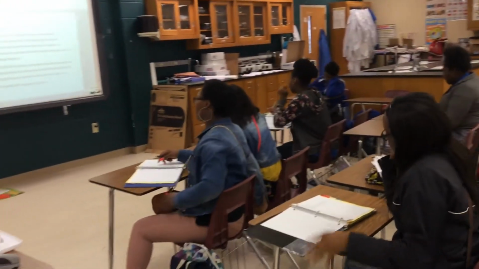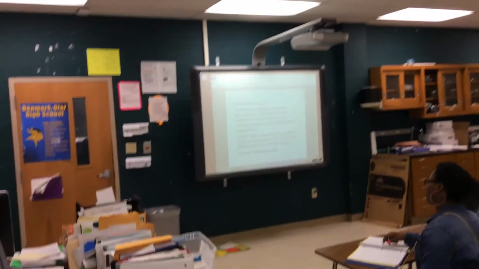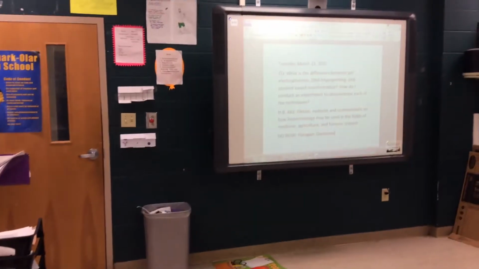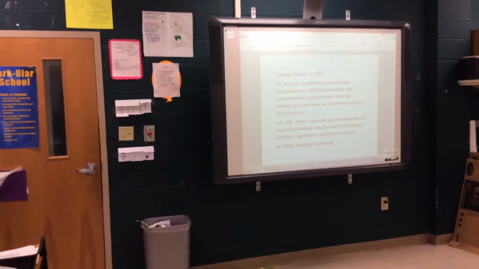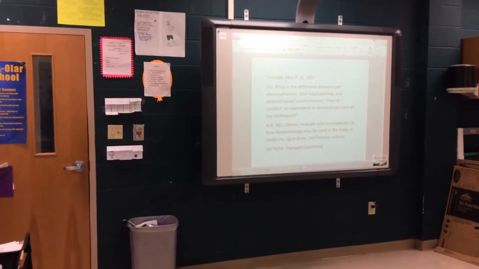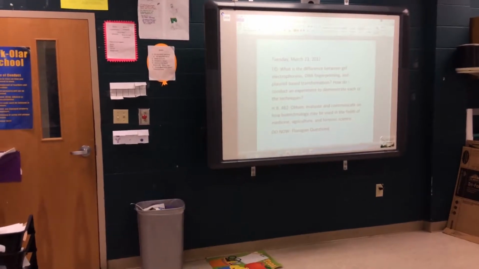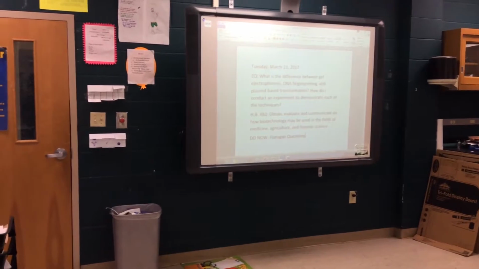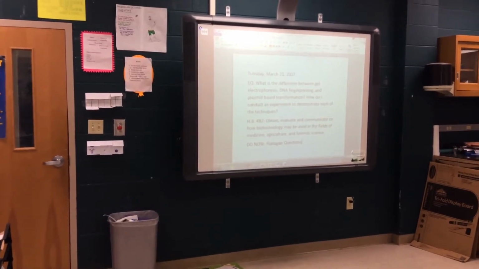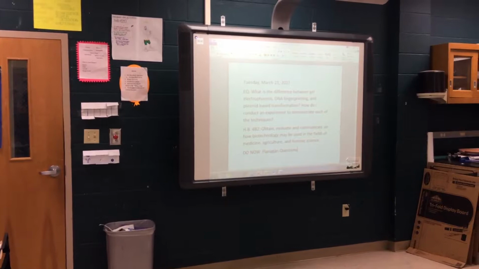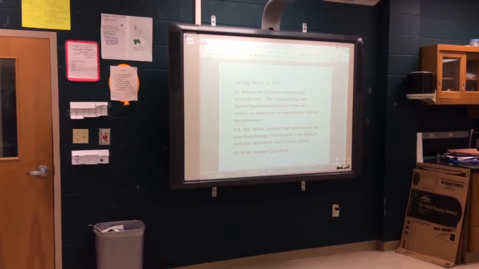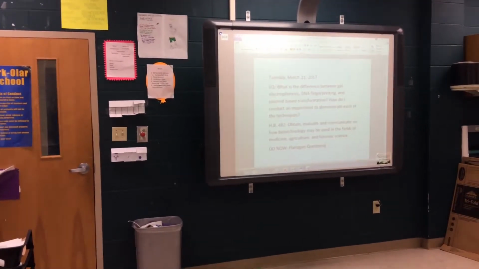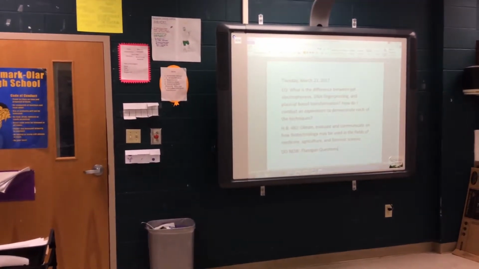So our essential question for today, what's the difference between gel electrophoresis, DNA fingerprinting, and plasmid-based transformation? How do I conduct an experiment to demonstrate each of these techniques? So our indicator is HB4B2. Obtain, evaluate, and communicate on how biotechnology may be used in the fields of medicine, agriculture, and forensic science.